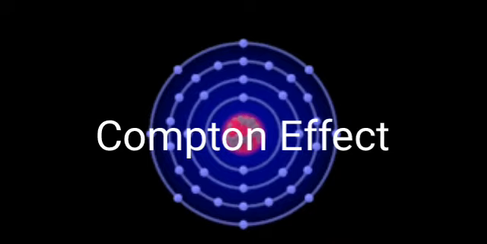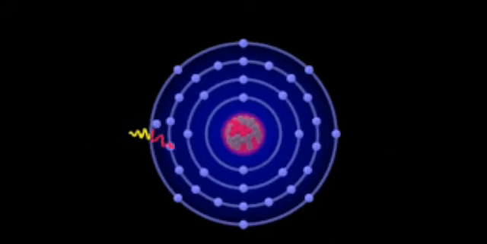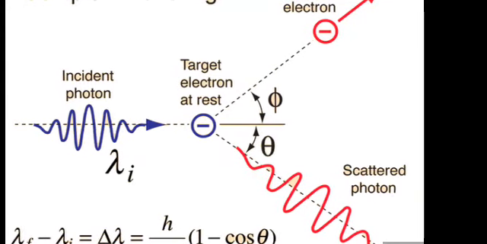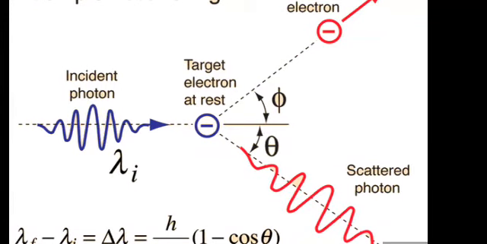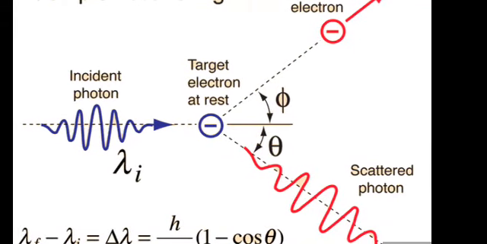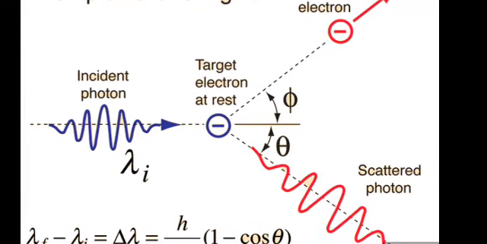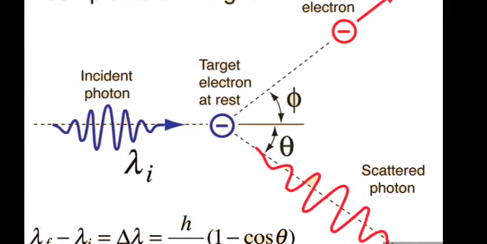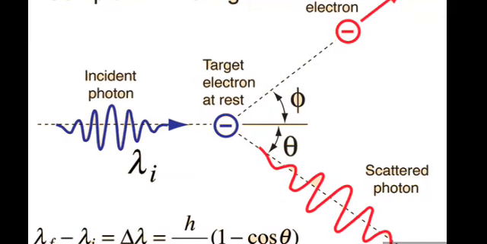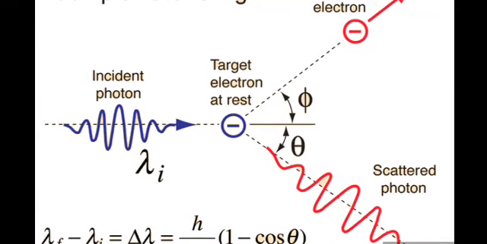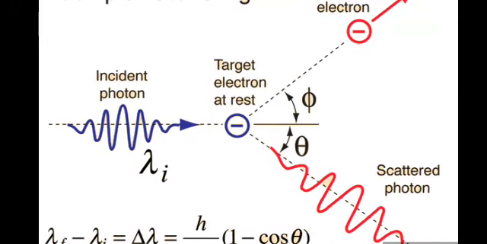Now, using the conservation of momentum and the conservation of energy, he was able to derive the equation: lambda prime is equal to lambda plus Planck's constant, which is symbolized as h, over the mass of the electron multiplied by c, the speed of light, multiplied by 1 minus cosine of the angle phi.